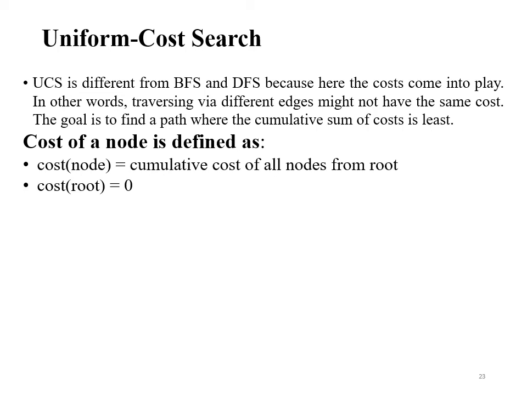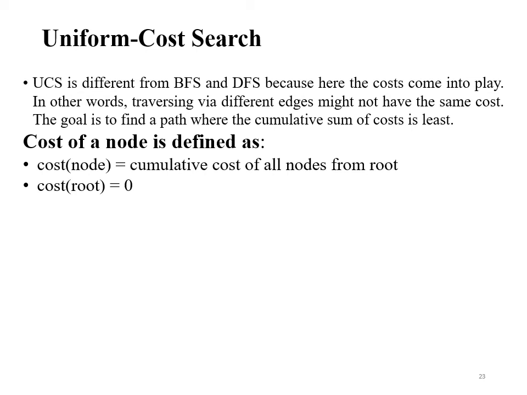In the case of breadth first search and depth first search, the edges might not have the same cost. The goal is to find a path where the cumulative sum of cost is least. We have to find the goal that has the least cumulative cost in comparison with the others.